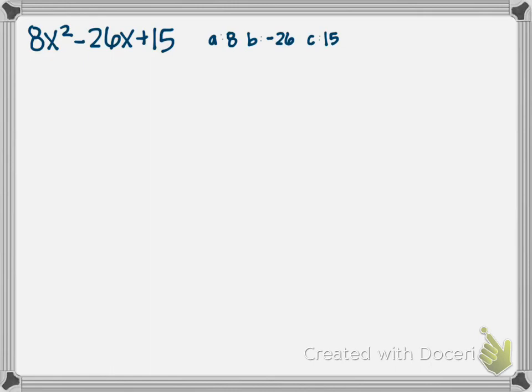Okay, so the next step would be I'm going to multiply A times C. So A times C is 8 times 15, and that's going to give me 120. My B value, also really important, negative 26. So now I'm going to list my factors of 120.